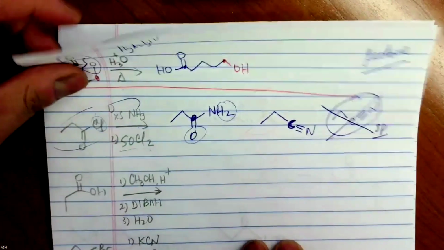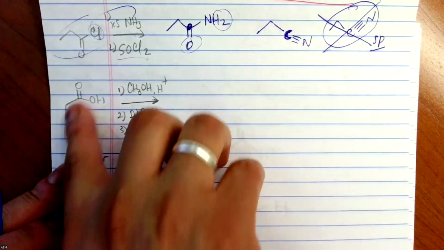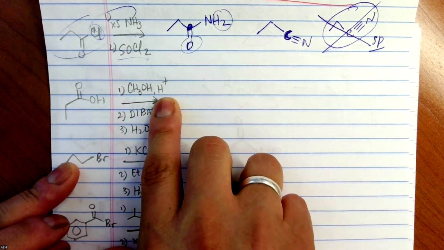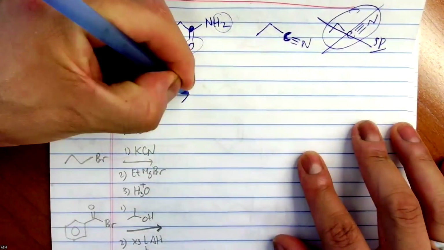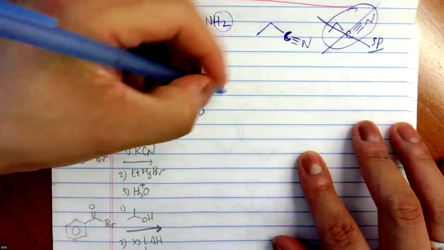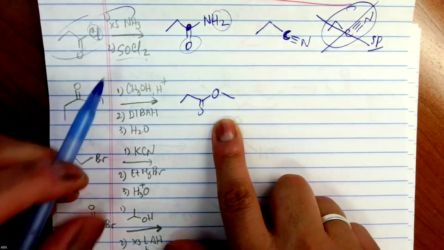Okay, so next one, alcohol, 1, 2, 3, propanol, in methanol, in catalytic amounts of acid. Okay, that's an ester formation. 3, ester. What is the alcohol? Methanol. Okay, so that would be the first step.